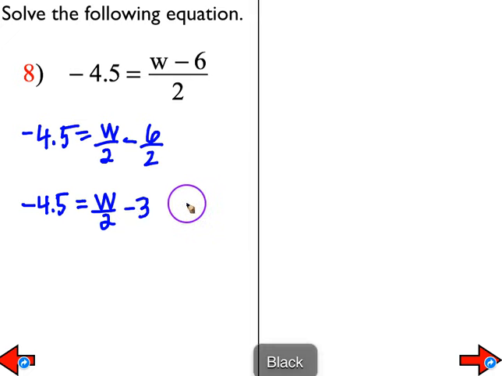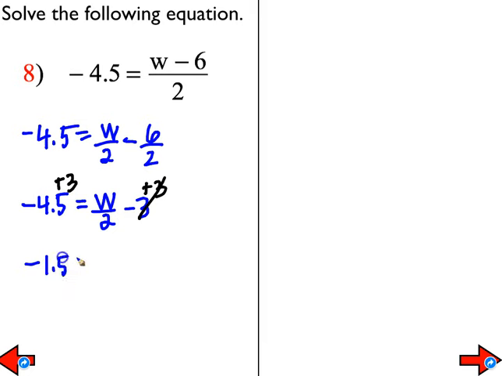Here, again, you're going to get rid of your constant first by adding 3 to both sides. This is going to cross cancel, leaving me with -1 5/10 equals w over 2. So again, in order to isolate w, we're going to have to get rid of this 2. This means w divided by 2. So the inverse would be multiplying by 2. So if I multiply both sides by 2, this is going to leave me with -3 equals w. And there you have it.